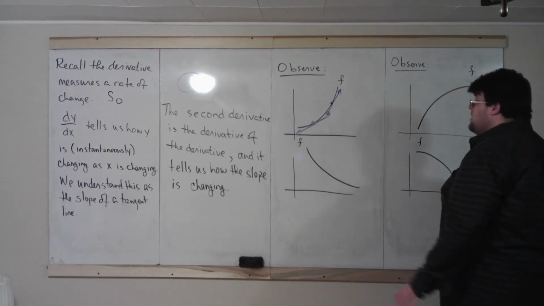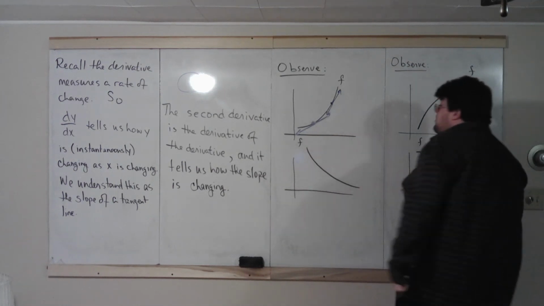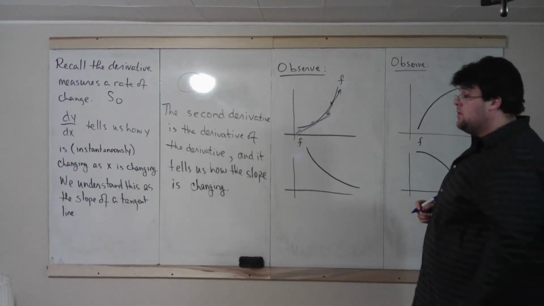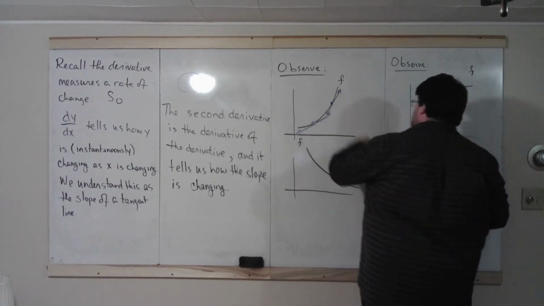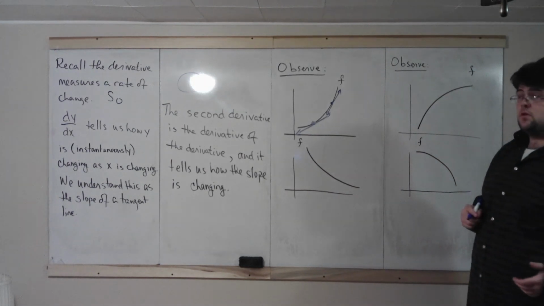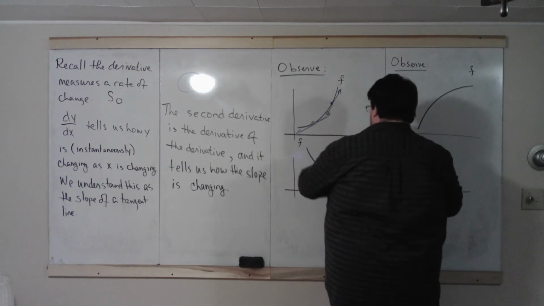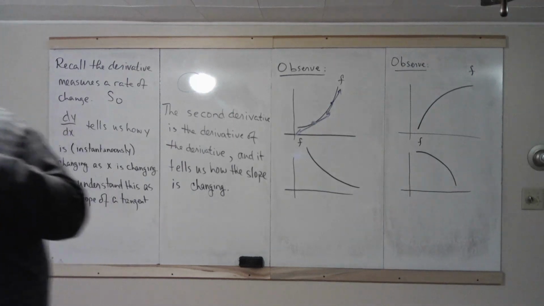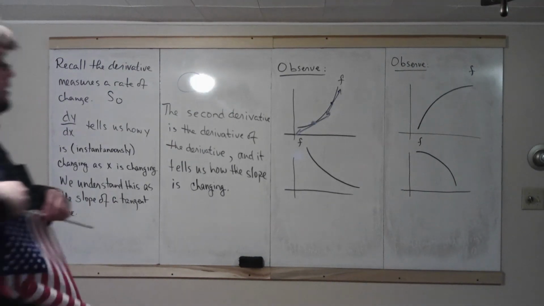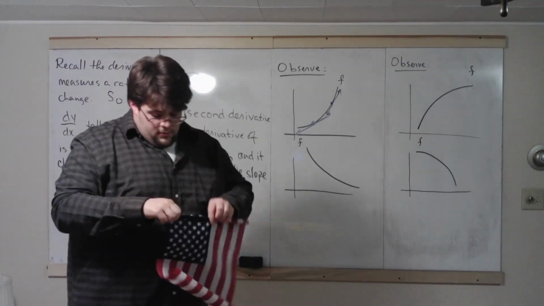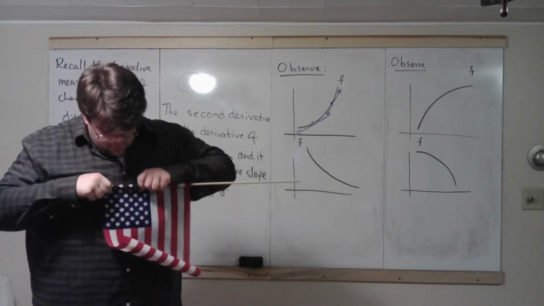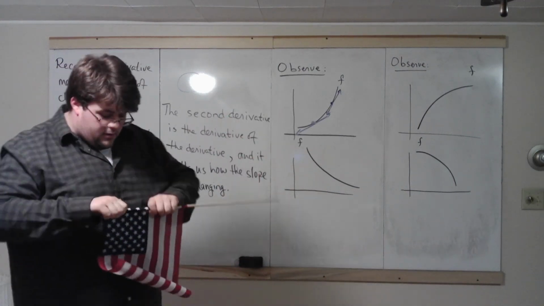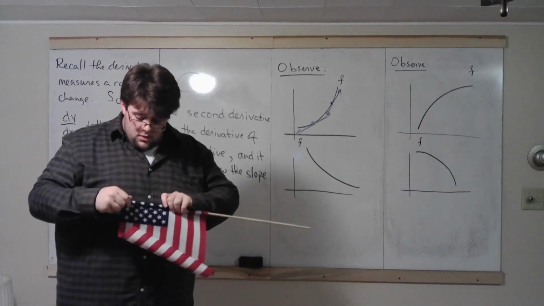So over here we have a positive slope. Over here we have a more positive slope. Let me get my flag so I can use that for my tangent lines. The blue part is always supposed to be on the upper left, so okay, yeah, that's right, as far as the camera is concerned.